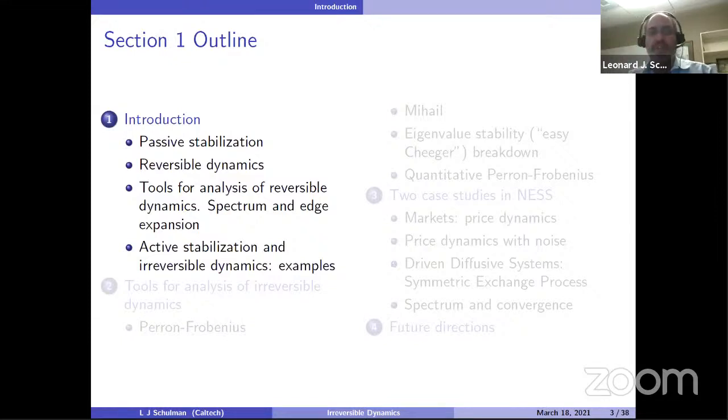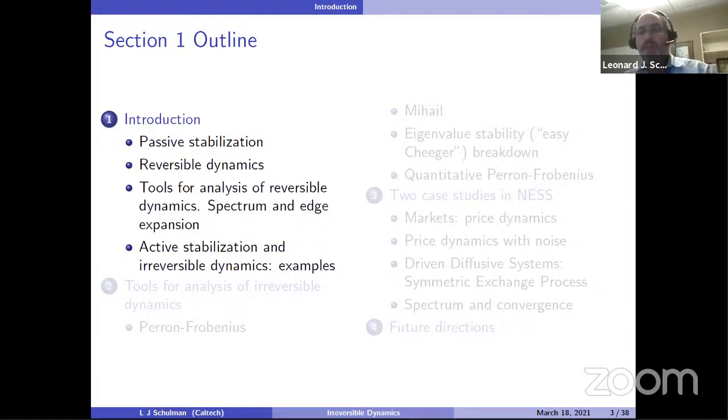The outline of the talk is going to be something like this. I am going to first spell out for you really what passive stabilization is and what reversible dynamics are. Then I'm going to talk about the tools that we have for analyzing those. I'm going to contrast that then with active stabilization, and I'm going to give you a few examples of those. Then I'm going to switch over to the mathematics in terms of what tools we have for analyzing these kinds of dynamics. We'll talk about Frobenius and some other things.